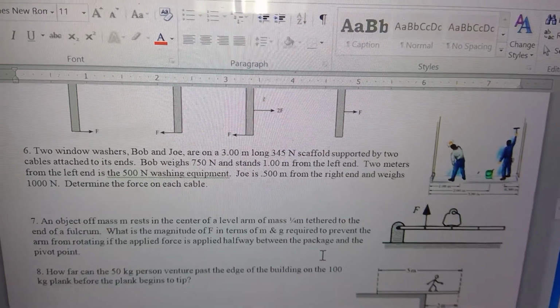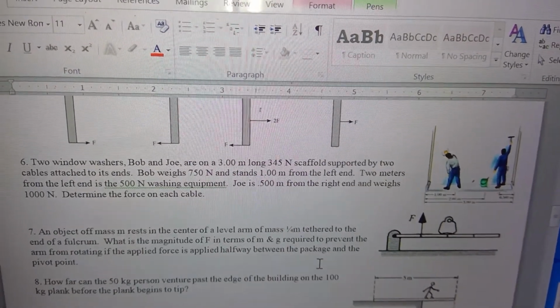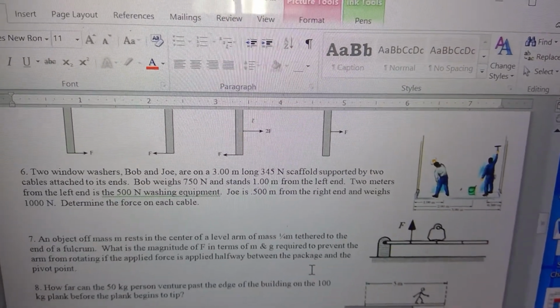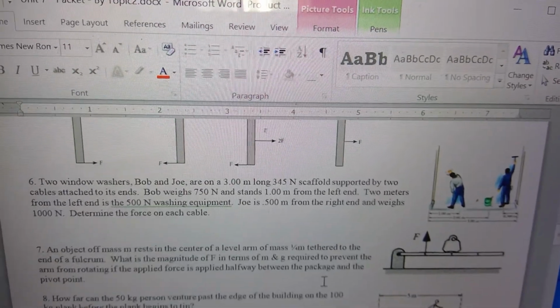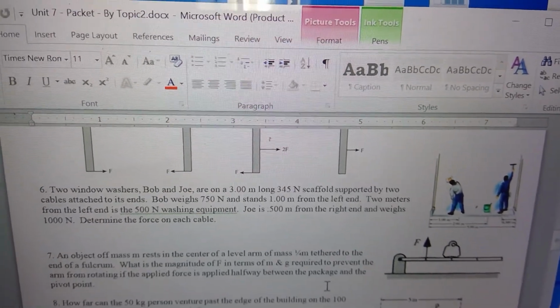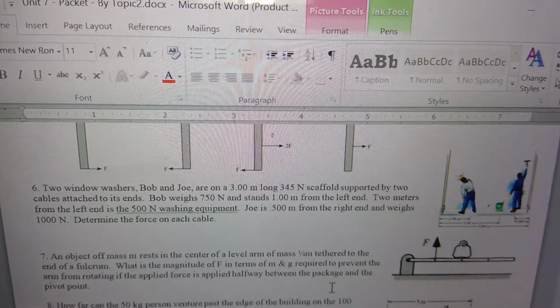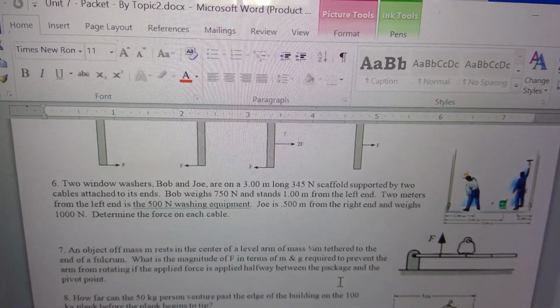So what we'll have to do is diagram out where each force is applied to the scaffold itself, and then once we do that, we can take an approach similar to the board supported by two ladders from underneath. So let's take a look at how we do this.